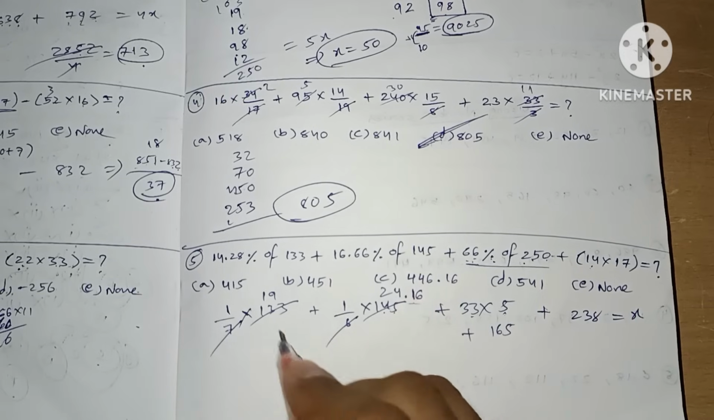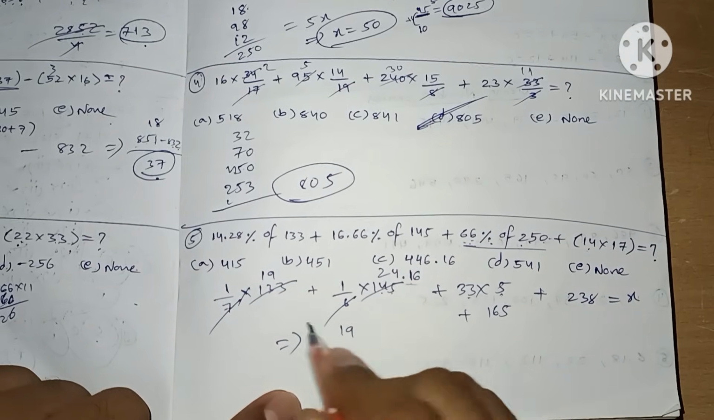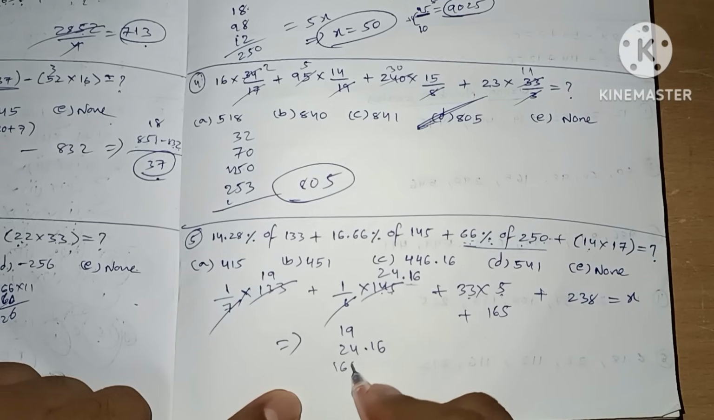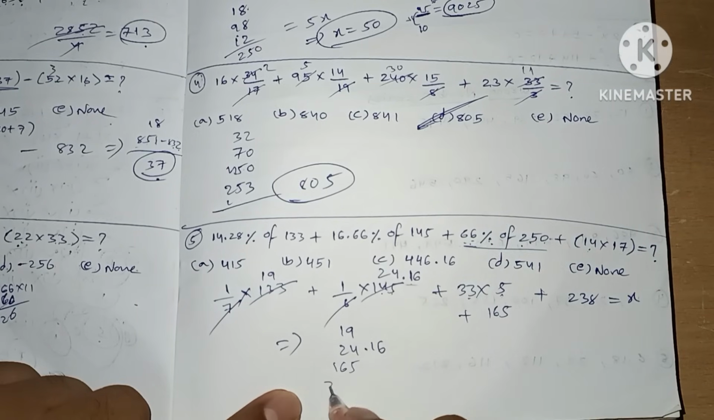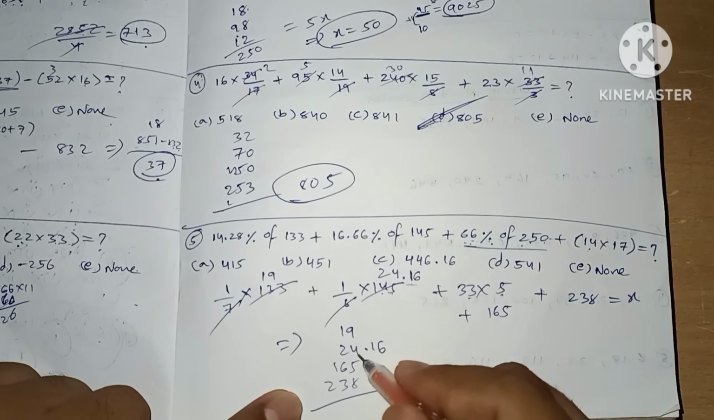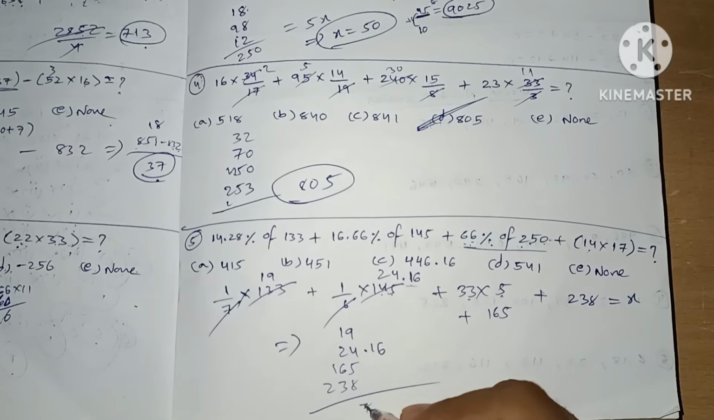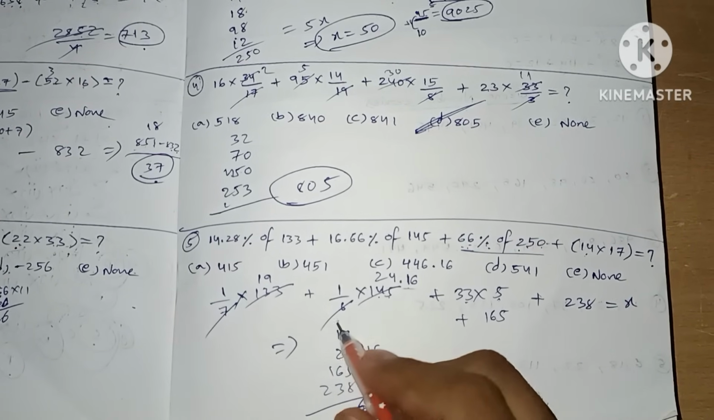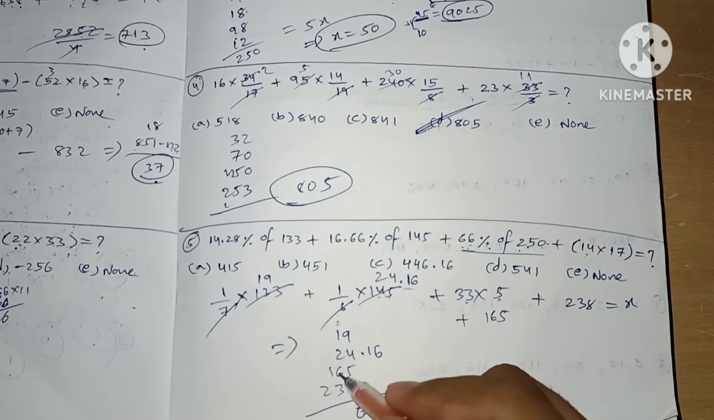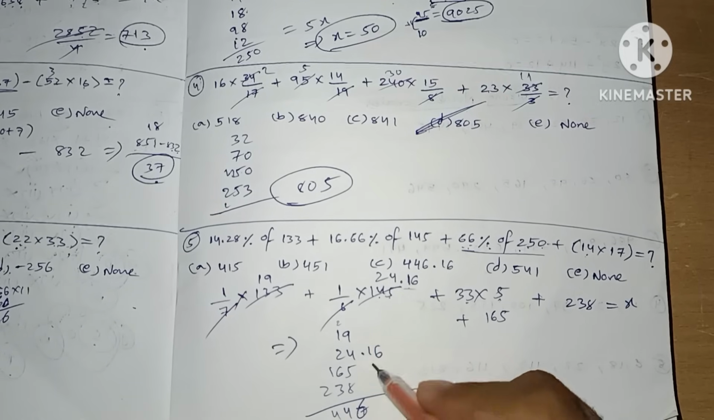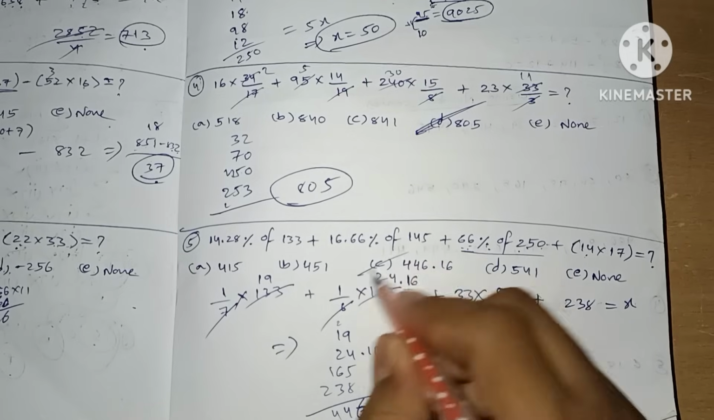So what we have is 19 plus 24.16 and 165 plus 238. This will be 9 9 18 18 27 18 26. This is 5, 11 11 plus 3 14 3 4, 446.16. So option C is our answer.